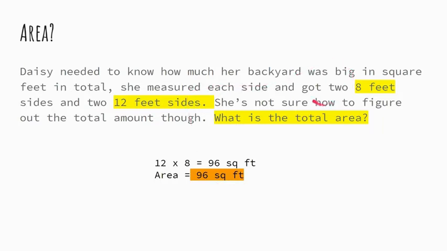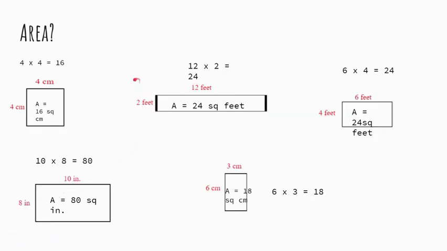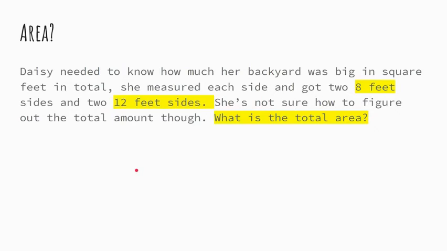Now, if you got confused that she got two 8-feet and two 12-feet sides, don't be confused. If we look at one of these problems, this is 8 feet here, but this is also 8 feet, and this is 12 feet, but this is also 12 feet. I just haven't written them down. But still, you don't add them together and then multiply. You just use one width and one length. So you would just do 12 times 8, which is 96 square feet.